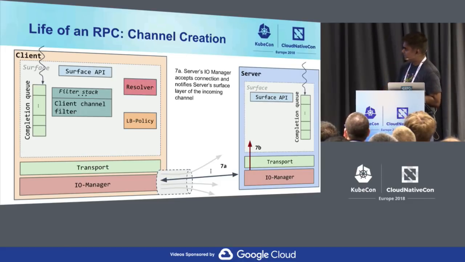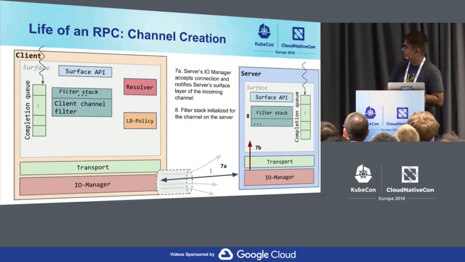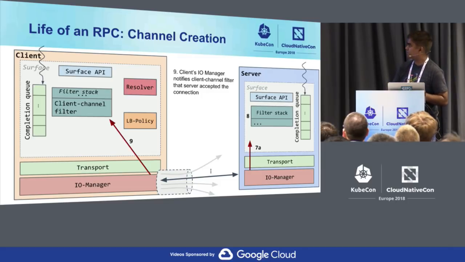So the server IO manager receives the connection, accepts the connection, so that acks back to the client. It also notifies the surface that, hey, there is an incoming channel. So server creates a channel object, thereby initializes the filter stack on the server. It's pretty similar to the client side, except a few filters that are client specific, like client channel. And at this point, the server is done. Server has done its part of channel creation. Now, server has sent the accept message, so client gets the ACK. Client's IO manager tells the channel filter that, yeah, one of your backends accepted.